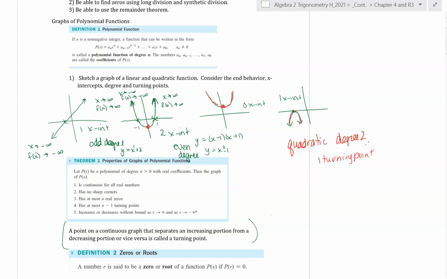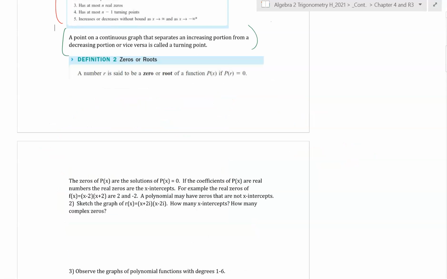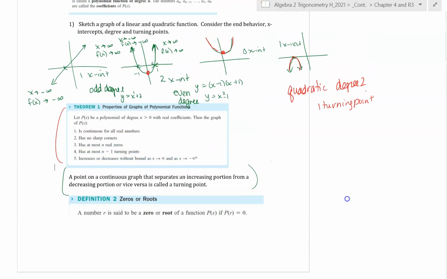So it says the properties of graphs of polynomial functions right here. Go ahead and pause the video and read about the different properties of polynomial functions. We're also going to be talking about zeros or roots. And notice over here we had this example where I said, for example here, we had two x-intercepts, one at x equals 1, one at x equals negative 1. Those are zeros or roots, x-intercepts. Those were zeros of the function.